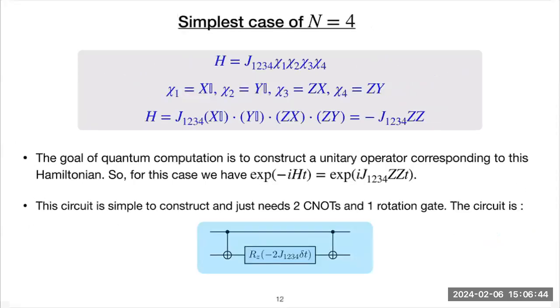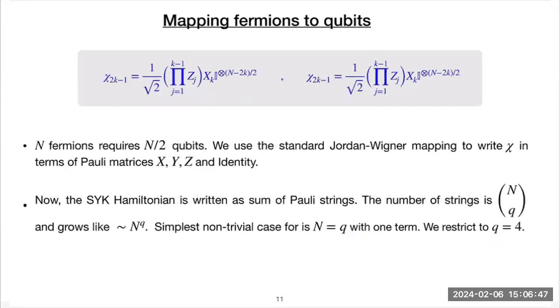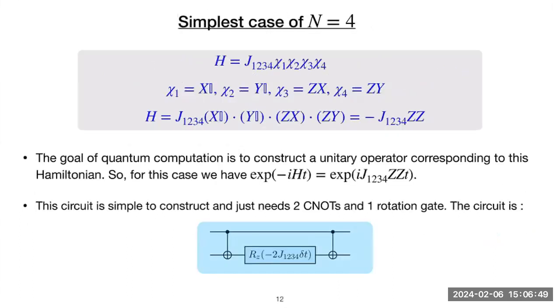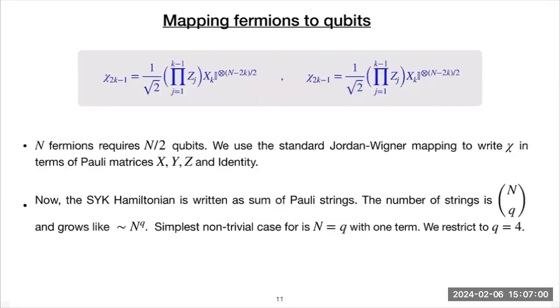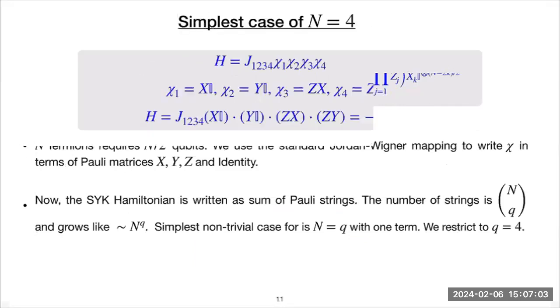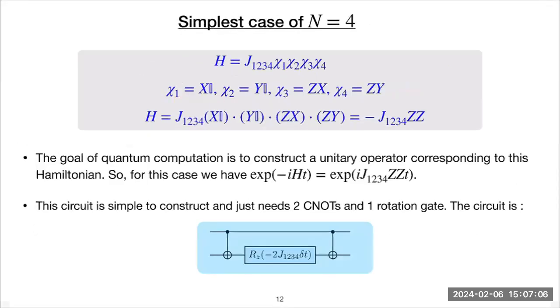Okay, so set q equal to 4, n is equal to q, n is equal to 4. Consider the simplest case. What do we have? H is just this. The Hamiltonian is very simple. It's given by J 1, 2, 3, 4, some random coupling, times chi 1, chi 2, chi 3, chi 4. Now, if I apply this Jordan-Wigner mapping, it's easy to show that chi 1 is this, chi 2 is this, chi 3 is this, chi 4 is this. If I write down the Hamiltonian, it's just this. It's a 2-qubit Hamiltonian because there's Z and Z. There's a Kronecker product between them, which I have suppressed. So the Hamiltonian is just equal to this, minus J 1, 2, 3, 4.